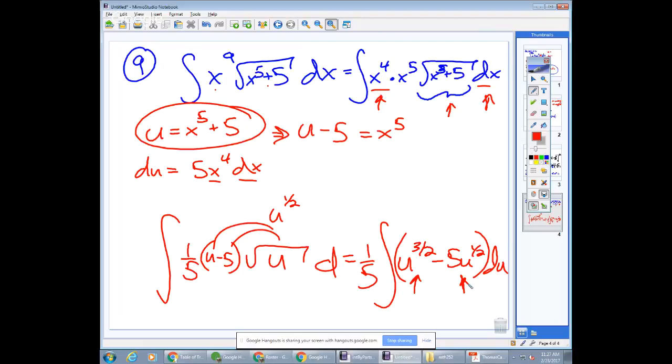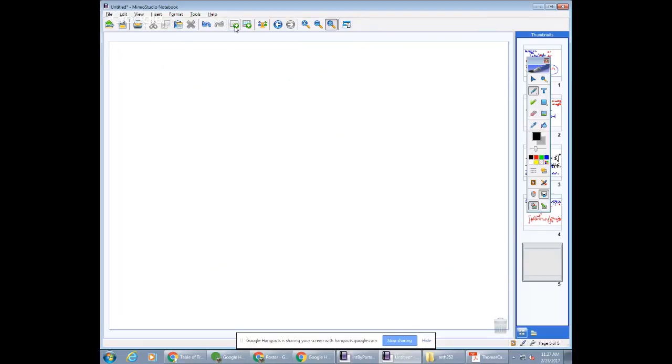Okay, so that's one way to attack this problem. It's pretty straightforward from there. The other way is to consider integration by parts. So let's write this on another page and attack it from that angle. I think that's going to be way harder. So number 9 is the integral of x to the 9th times the square root of x to the 5th plus 5 dx. Sorry, that's supposed to be ending the square root.